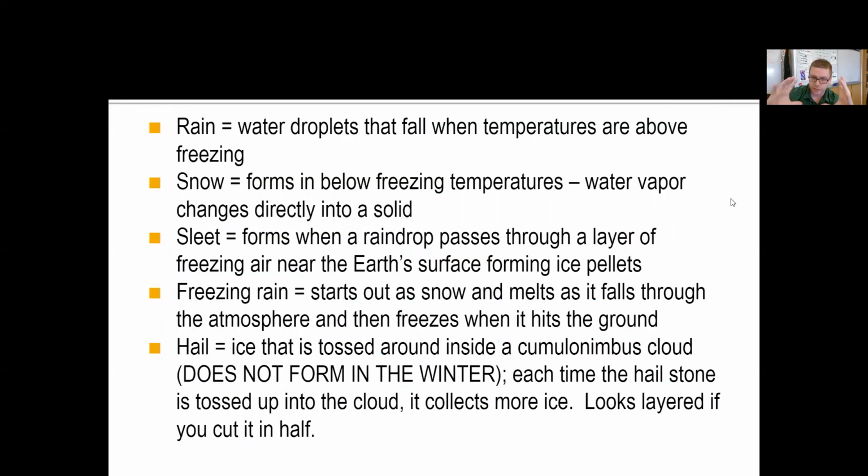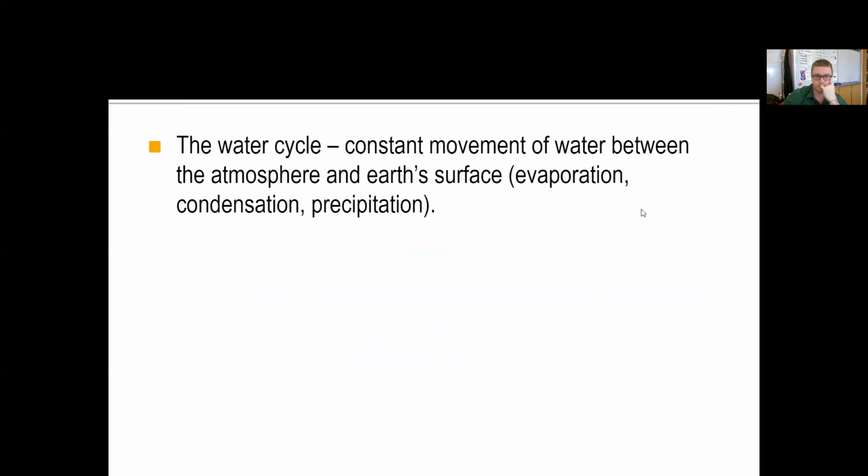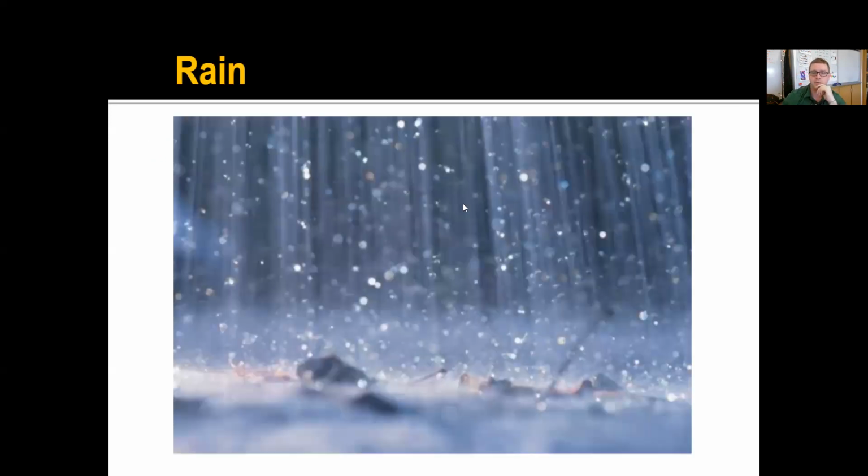This chart goes through the difference between rain, snow, freezing rain, hail. Pretty much the difference is what is the layer of temperature of the atmosphere the moisture is falling through. So you're going to want to take a look at this slide to get a really good understanding of what's going on between rain, snow, sleet, hail. Water cycle, we already spoke about this way back at the very beginning of the year during our biogeochemical cycles. We know it's the movement of water between the atmosphere and Earth's surface.